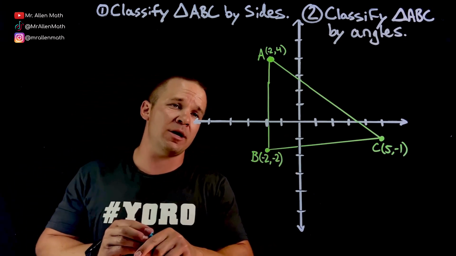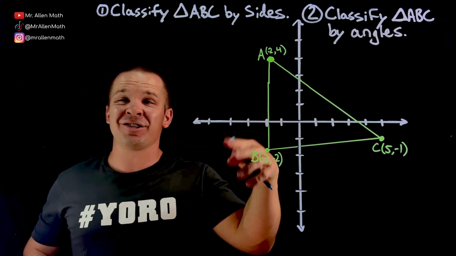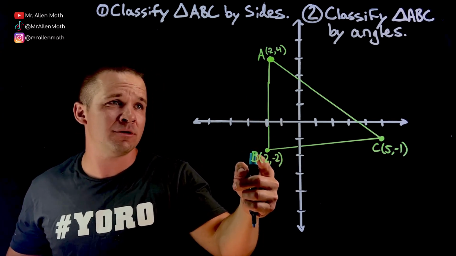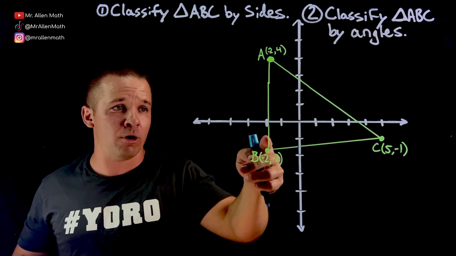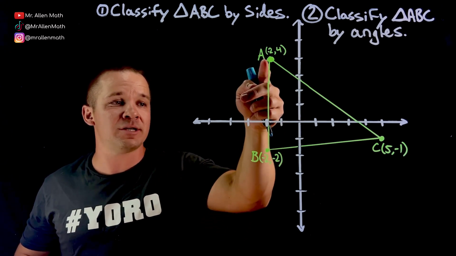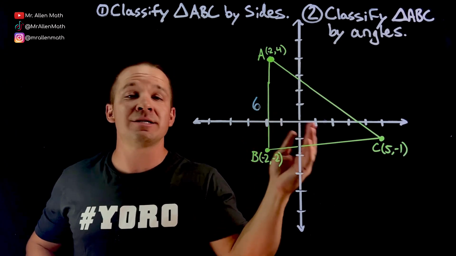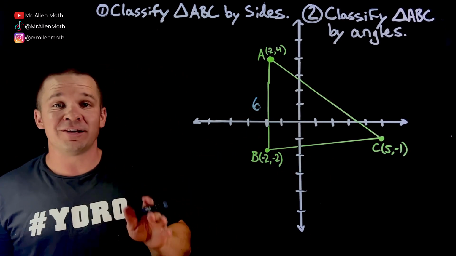Now we do get a freebie here, okay? AB right here, I can just count that one out. Notice how my X coordinate is -2 and -2. So that's the same, it's a vertical line. I can just count 1, 2, 3, 4, 5, 6, or just find the difference between 4 and -2. So I know this one is 6. Yay! One of them is done.